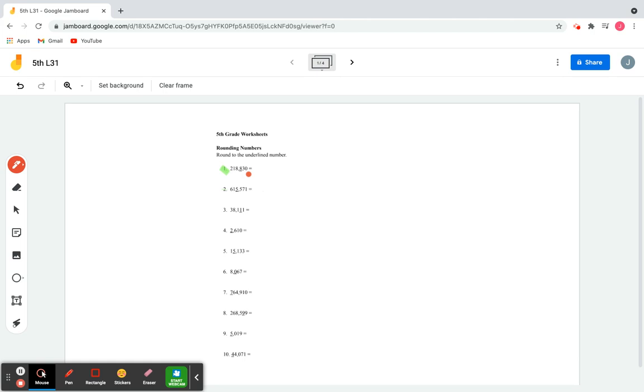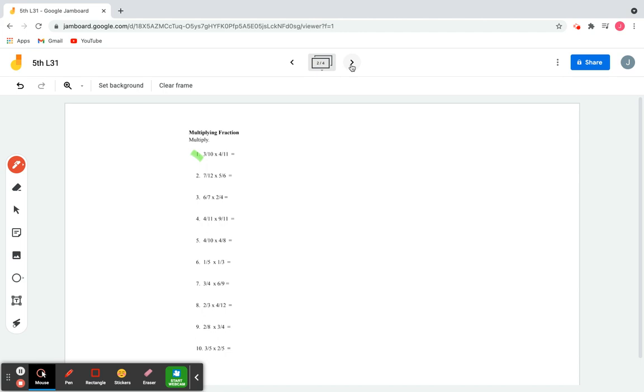And we have 3 here, and this is less than 5, so we're going to round it down. So 8 is going to stay the same. And then 3 and 0 are going to be zeros. So the final answer will be 218,800. This will be the final answer.